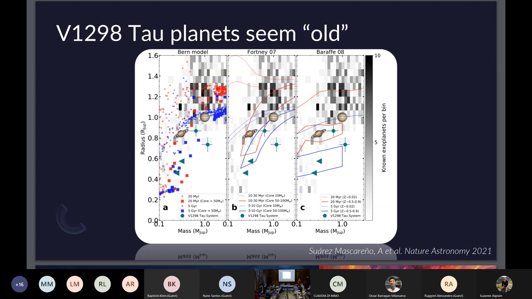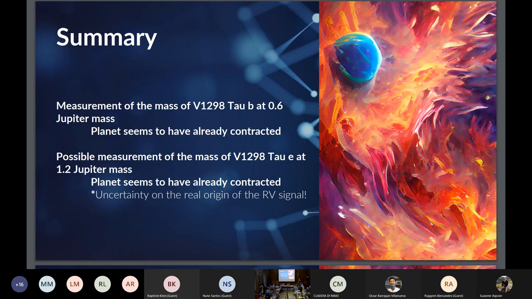we're just getting into this young planet system. So now I'm going to get into part one of my summary, because it's a very long summary. We think we managed to measure the mass of V1298 Tau b at 0.6 Jupiter masses, which would mean it looks like an old planet, not like a young planet, which kind of breaks a bunch of things out there. There is a possible measurement of V1298 Tau c, but that's a bit more fishy. We are not sure what that signal actually is.